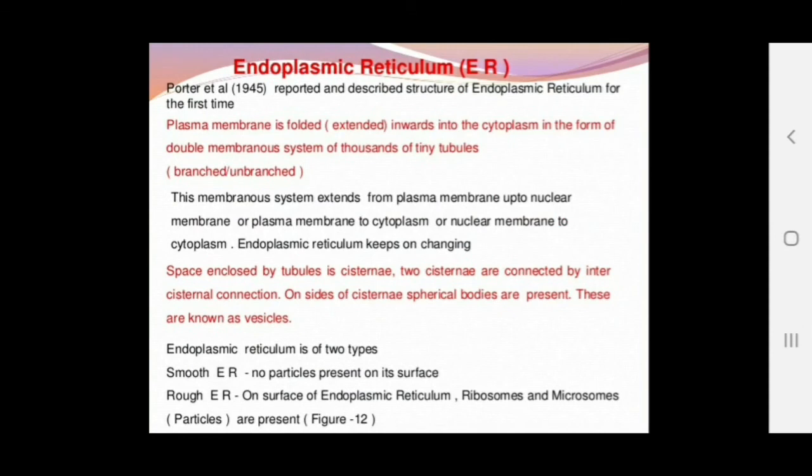The next organelle is the endoplasmic reticulum. Endoplasmic reticulum is of two types, that is smooth endoplasmic reticulum and rough endoplasmic reticulum. We will discuss this endoplasmic reticulum in the next lecture.